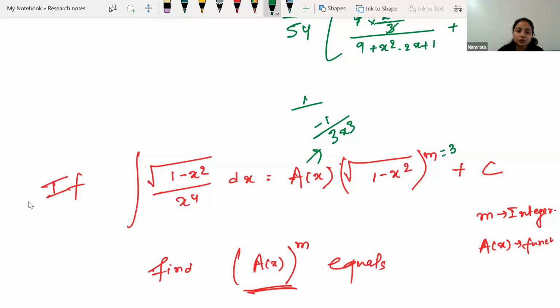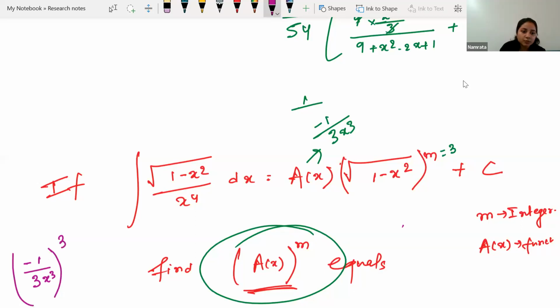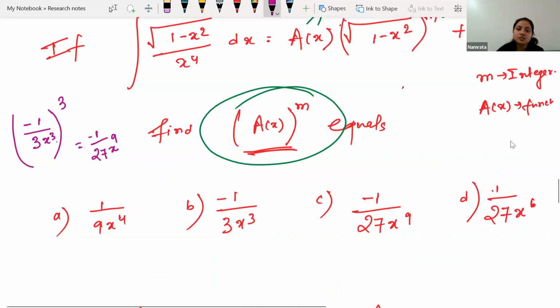And if we do the calculation which is asked in the question, (ax) to the power m. If we do the same thing, ax is minus 1 by 3x cube, and that's to the power m, that means 3. What will we be having? 3 times 9, 3 times 27, negative 1 by 27, and x to the power 9. Let's check. Option C is the correct option.